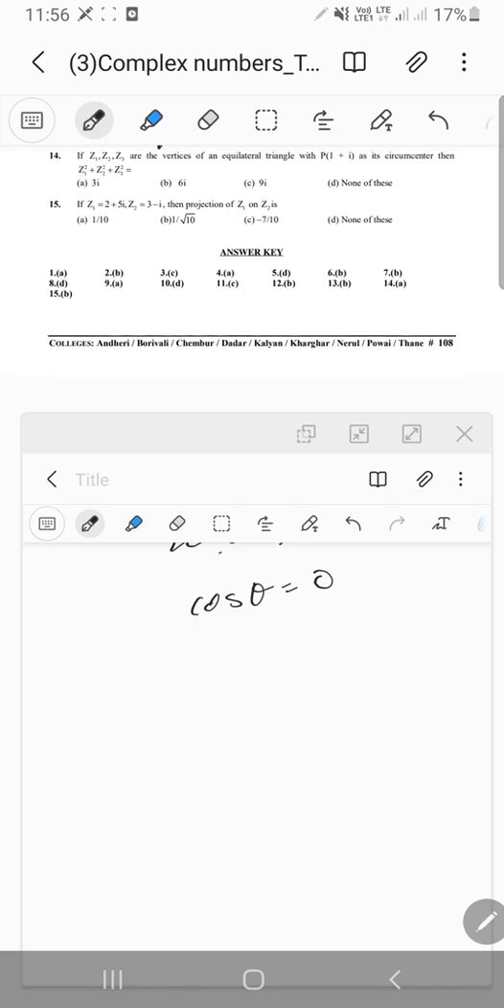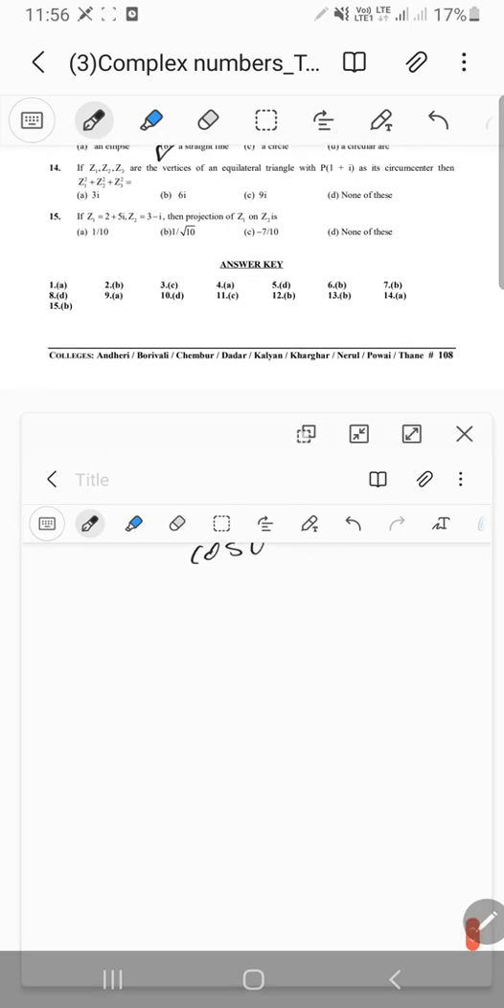Okay, next question. If z1, z2, z3 are the vertices of an equilateral triangle with P, which is 1 plus i, as its circumcenter, then z1 squared plus z2 squared plus z3 squared equals to... okay, have we seen this somewhere? z1 squared plus z2 squared. Oh god, what is this?